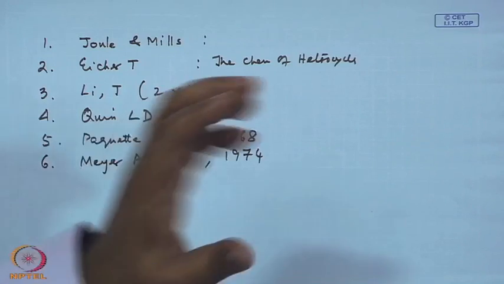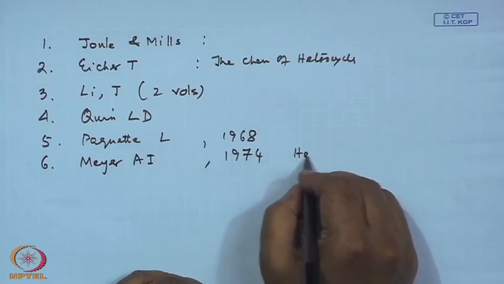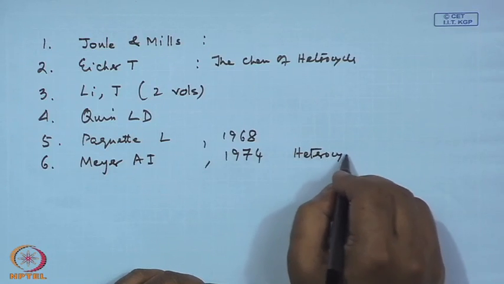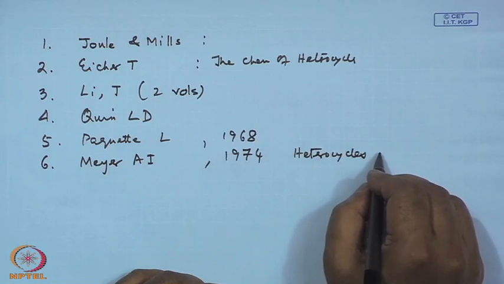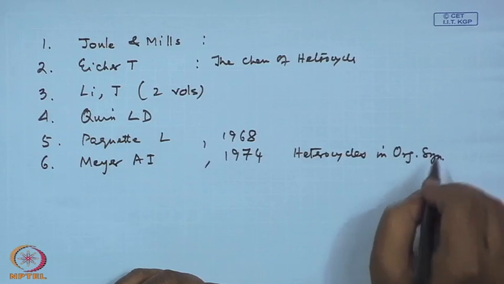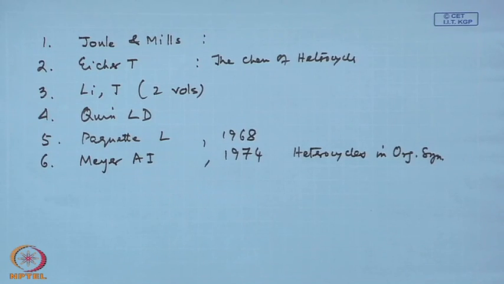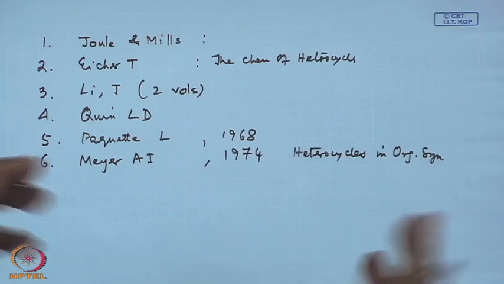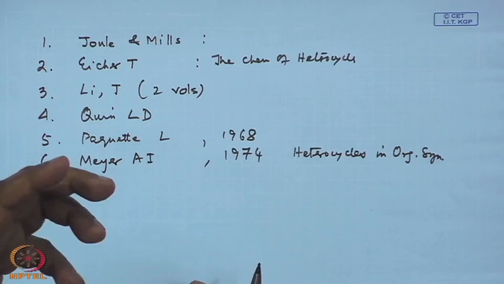It is a new kind of book. From the name of the book you can make out what it is meant to be. It is named Heterocycles in Organic Synthesis. That means, let us say, oxazole or isoxazole, for example. If you treat it with base, it opens up and gives you cyanoketones. That means heterocycles are being used in organic synthesis.